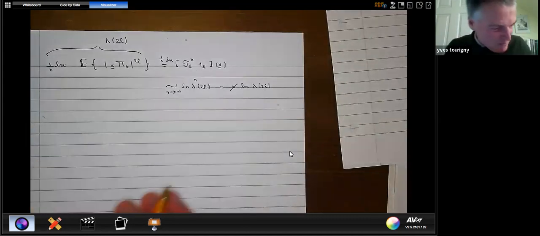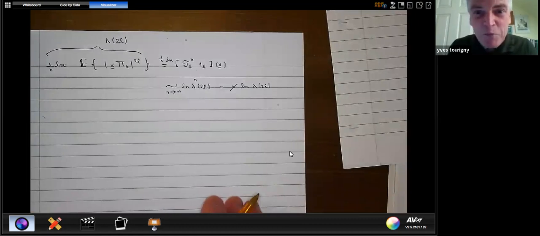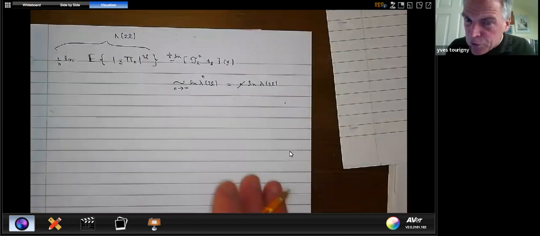I've done my best. Okay, so this is the connection between the product of random matrices and a spectral problem. Let me pause again. Are there any questions?